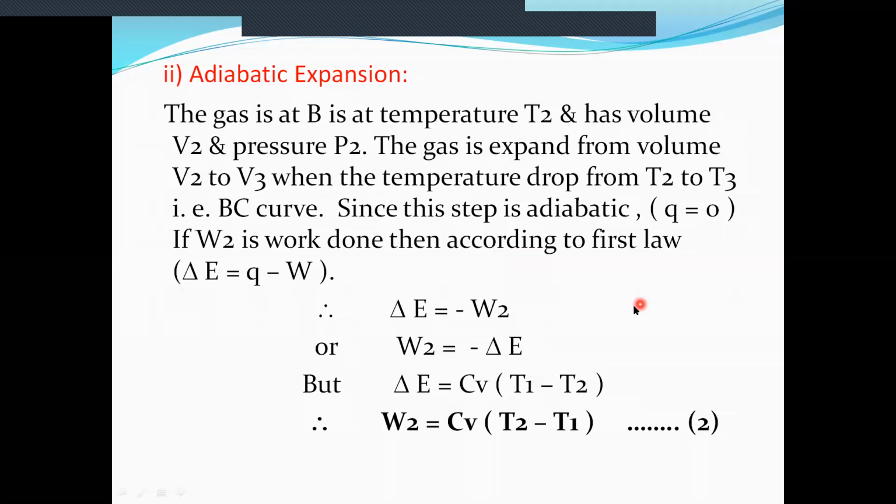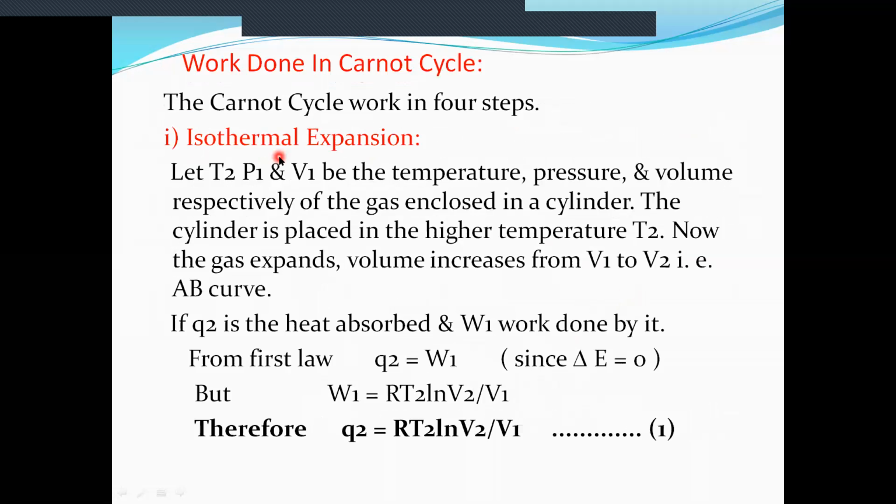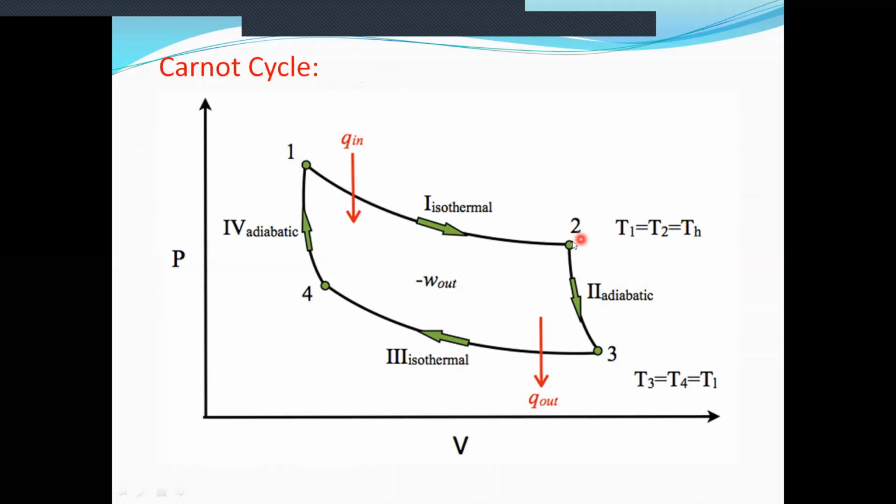Here also we have to calculate the total work done. Now the gas is at point B. The gas is at point B at temperature T2 and has volume V2 and pressure P2. Point B means, remember this point, this 2 is point B, and this 3 is what we call point C. Remember.